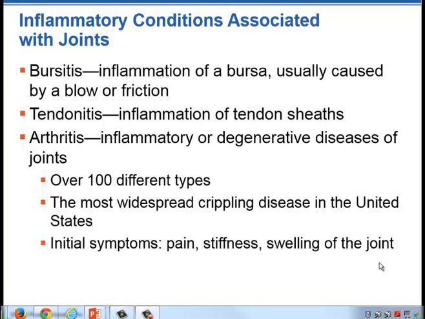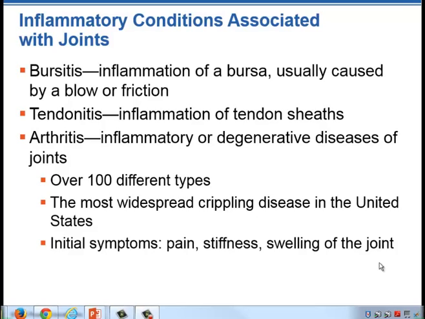Well, if the bursa or the tendon sheaths are inflamed, then they don't make that synovial-like fluid that keeps that structure to be like a pillow. And so there's friction when the ligaments and tendons and muscles are moving over one another. There's friction, and that causes a significant amount of pain.